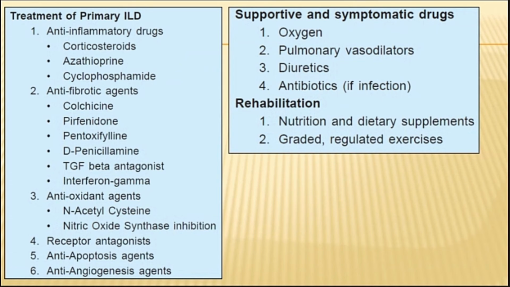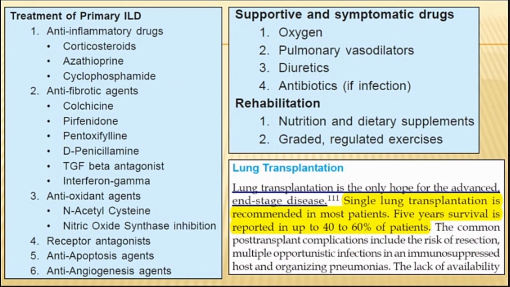Among the surgical modalities, probably the one with the maximum benefit is lung transplantation. ILD has now become the number one disease for which lung transplantation is being done. And the advantage in ILDs is that you need not transplant both lungs. Just doing a single lung transplant is enough when we're dealing with ILDs.